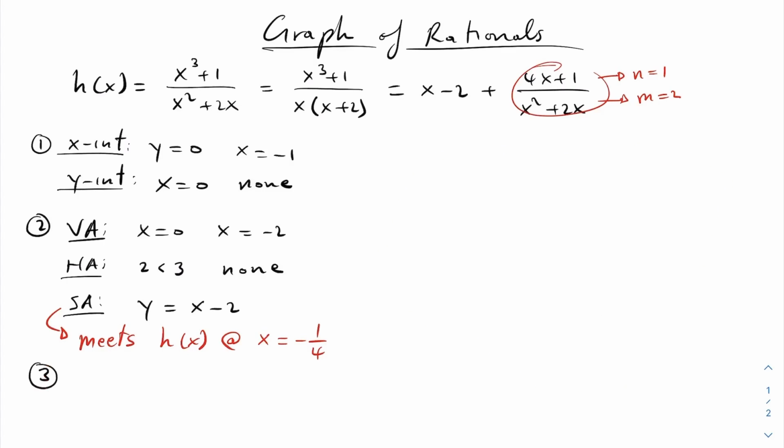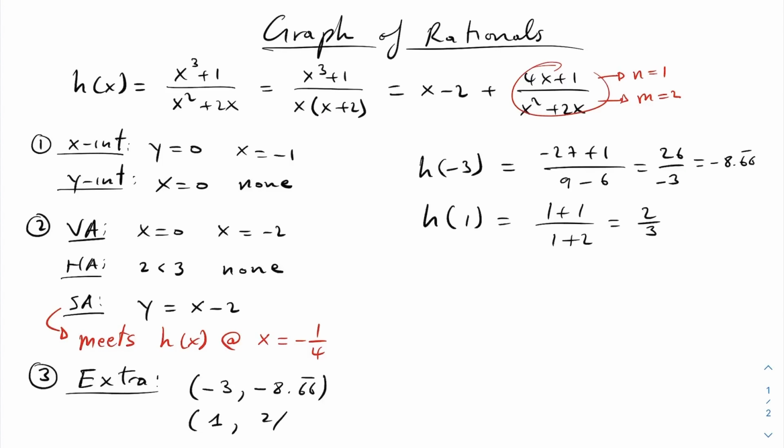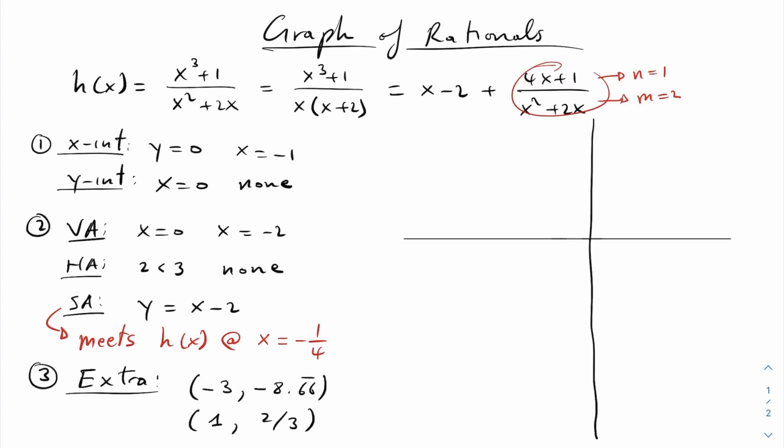All right, so for my extra points here, I'm going to have h of negative 3, which is going to be negative 27 plus 1 divided by 9 minus 6. That's going to give me negative 26 over 3, which should give me negative 8.66666 forever. And h of 1 would give me 1 plus 1 divided by 1 plus 2, which should be equal to 2/3. And so with all of those asymptotes and points, I can go ahead and draw my plane right here really quickly, and I can go ahead and draw all of my asymptotes.